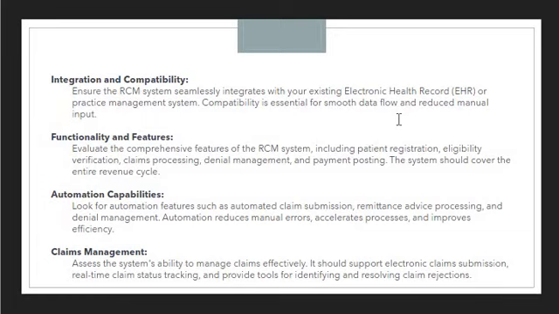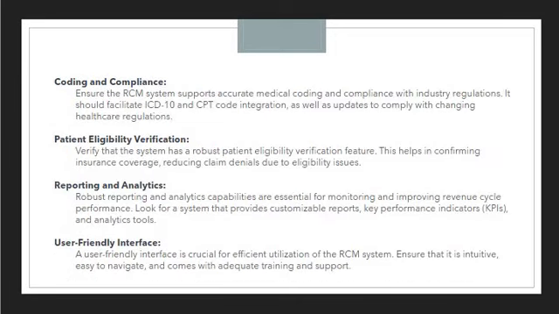If there is a scenario where a claim rejection is processed, the system should identify that the claim has been rejected, and it should also help in resolving that claim rejection. Then only it would be beneficial for our existing system. So these are the four points which we have discussed, and they should be considered while selecting the RCM process. Then we have coding and compliance.